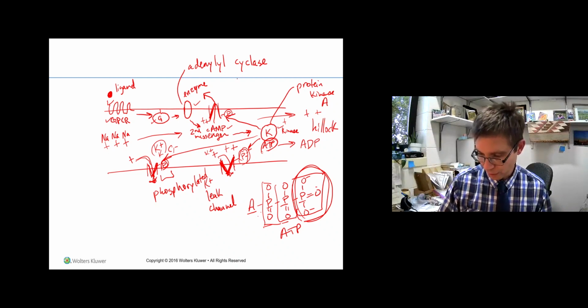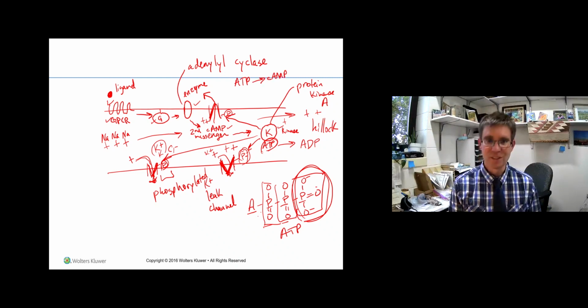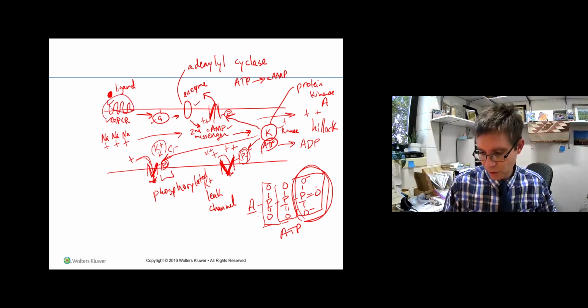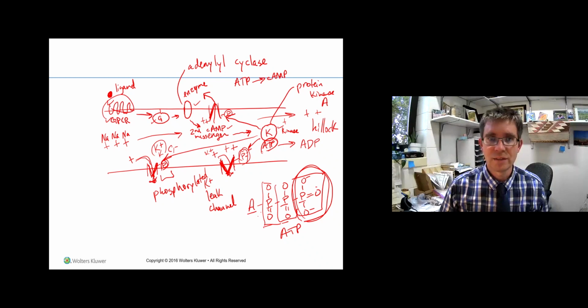Adenylyl cyclase, by the way, uses ATP to produce cyclic AMP. So it uses ATP too. Lots of things use ATP. So we could say about this GPCR and its activation that it made the dendrite more excitable because it increased the length constant of the dendrite.